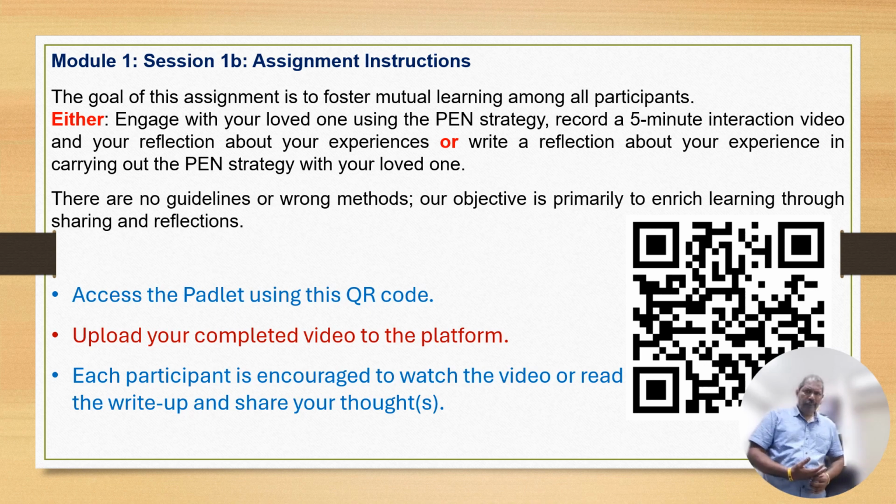For those parents who do not feel comfortable for whatever the reason, it's okay, I understand. What you can do as part of the assignment is do the activity and write a reflection about it, and you upload it. So you can do either one.